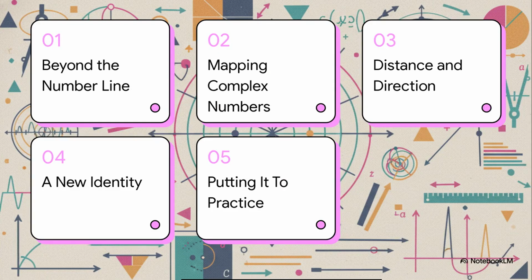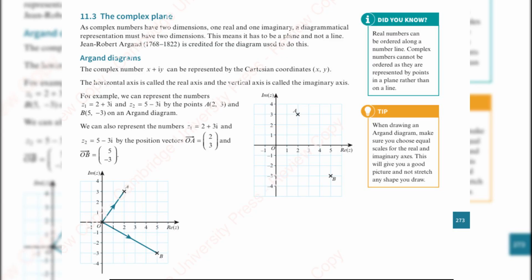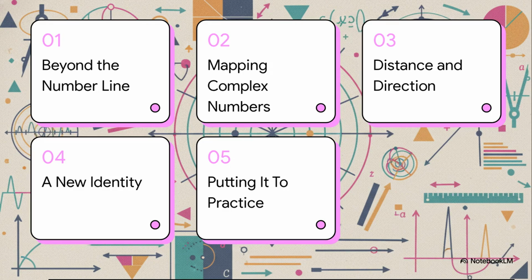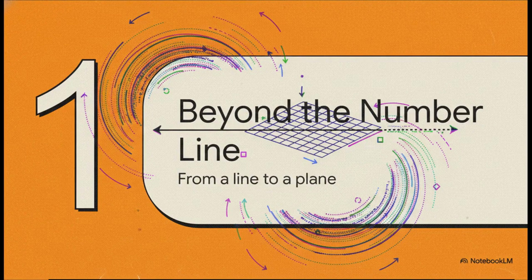So here's our game plan for today. We'll start by officially moving beyond the number line and then learn how to actually map these complex numbers visually. From there, we'll get into some really cool new ways to describe them using distance and direction, which, believe me, leads to a super powerful new identity. And finally, we'll put it all to the test with some real solid examples. All right, let's start right there.